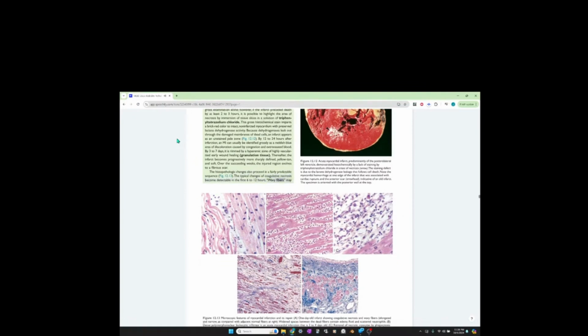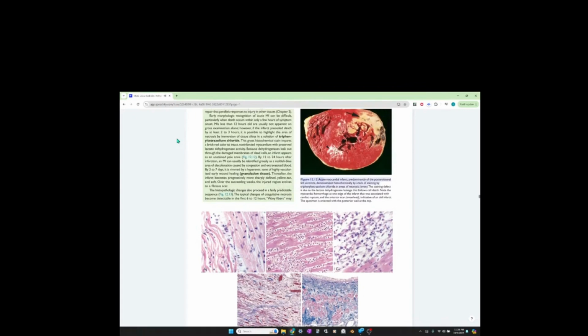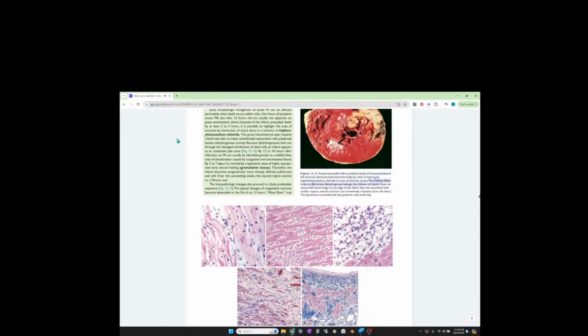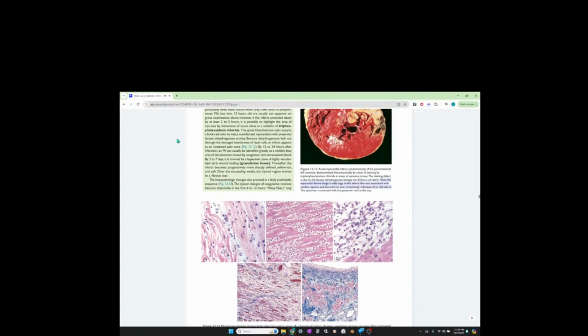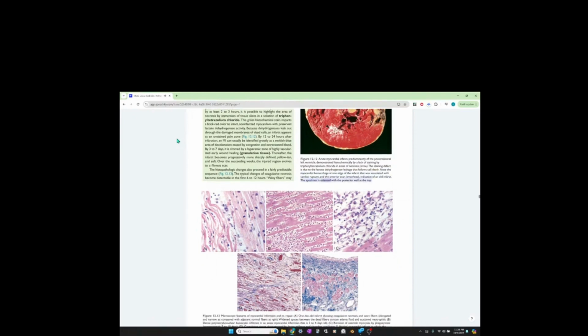Figure 12.12: Acute myocardial infarct, predominantly of the posterolateral left ventricle, demonstrated histochemically by a lack of staining by triphenyl tetrazolium chloride in areas of necrosis. The staining defect is due to the lactate dehydrogenase leakage that follows cell death. Note the myocardial hemorrhage at one edge of the infarct that was associated with cardiac rupture, and the anterior scar, indicative of an old infarct. The specimen is oriented with the posterior wall at the top.